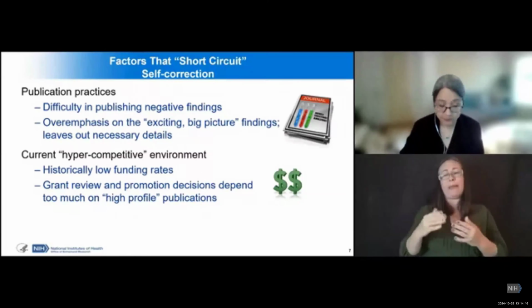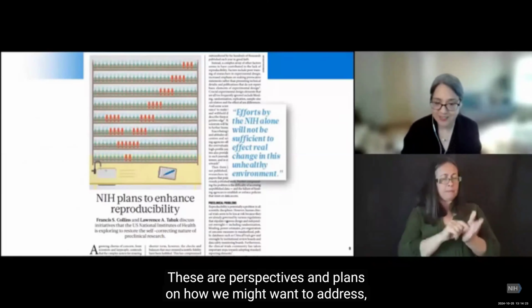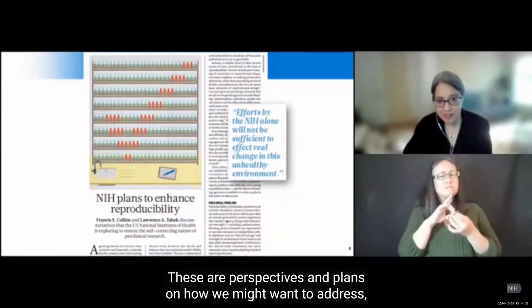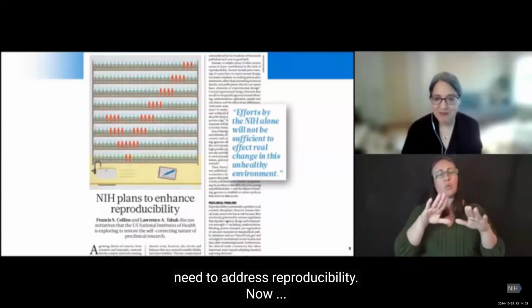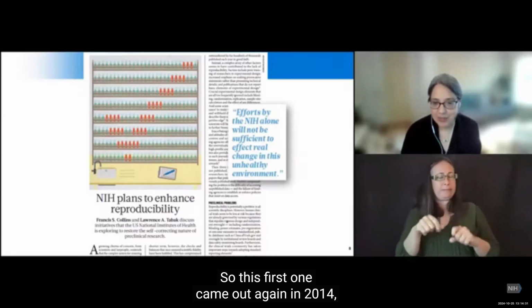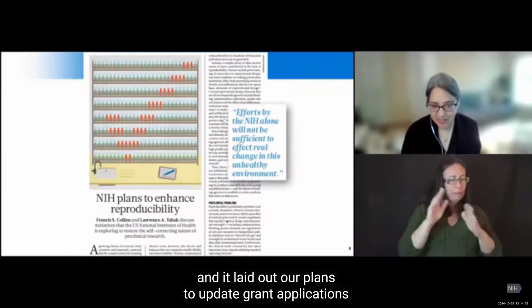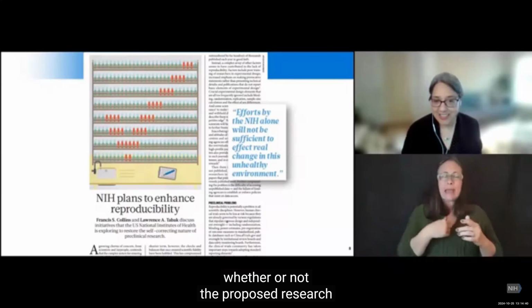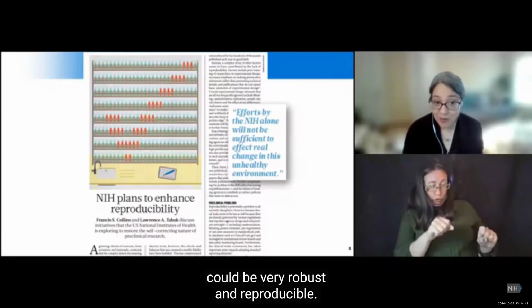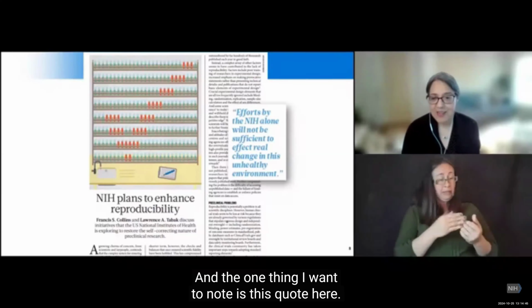In 2014, NIH published a couple of papers, perspectives and plans on how we might address reproducibility. This first one came out in 2014, and it laid out our plans to update grant applications with language that would further allow us to determine whether or not the proposed research could be robust and reproducible. The one thing I want to note is this quote, which says, efforts by the NIH alone will not be sufficient to effect real change in this unhealthy environment. This is really important because we need everybody working together to solve this issue: researchers, institutions, as well as funders.